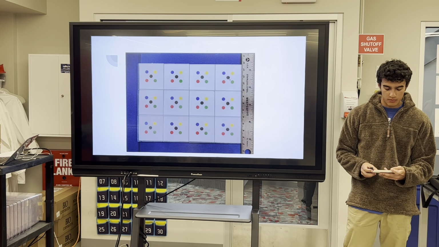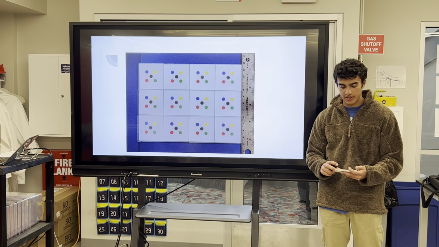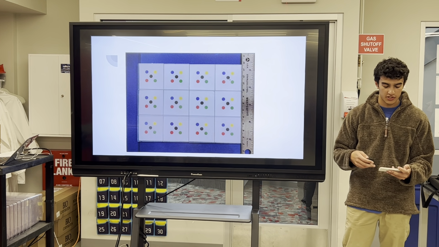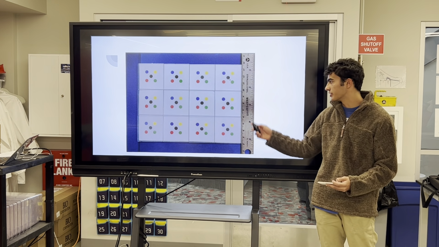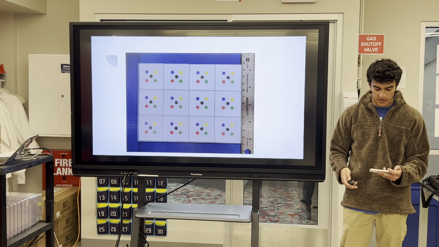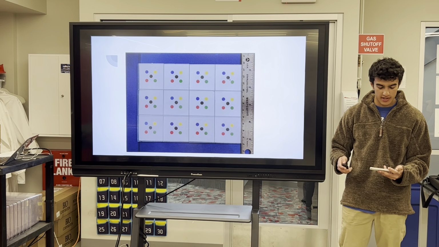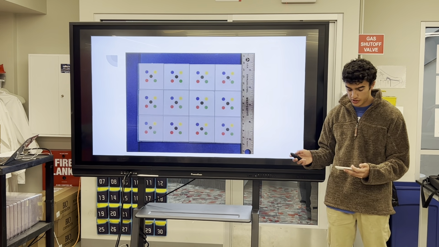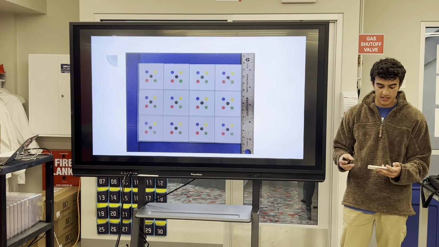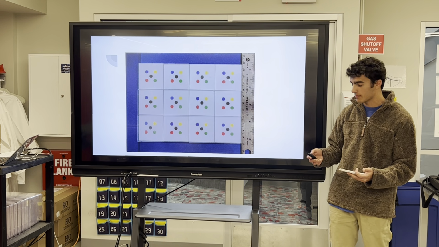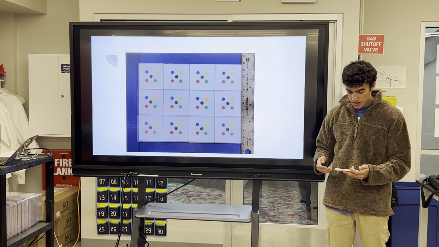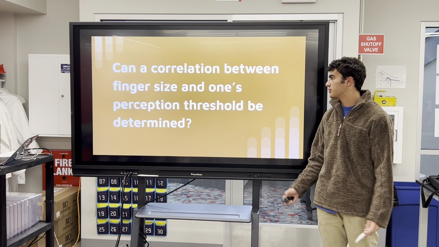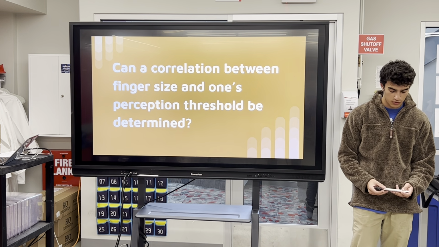So after speaking with Mr. Camilleri, he was able to help me come up with some of the gaps in the research, in his field of research, that I could address with my question using this test. Mr. Camilleri had told me about trends that they saw in data collection, including women and children being able to consistently detect bumps that the average older man could not. Based on these trends, I came up with the question, can a correlation between finger size and one's perception threshold be determined?